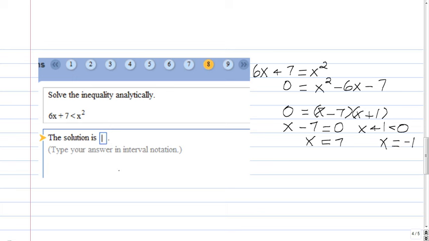So we're not done. We've got to test on the number line where we have negative 1 and 7. If we label these regions A, B, and C, out of region A we can test a number to the left of negative 1, so that might be negative 2.